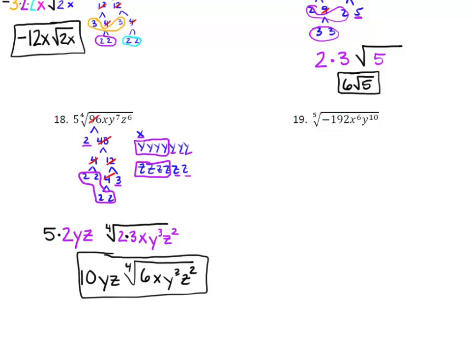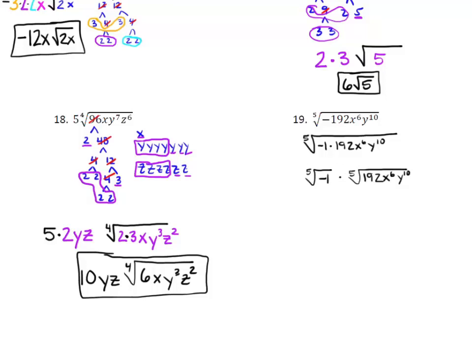Okay, 19. Once again, we have a negative inside. So I'm going to break this up to say the fifth root of negative 1 times 192 x to the sixth, y to the tenth. And then I can rewrite that as the fifth root of negative 1 times the fifth root of 192 x to the 6th, y to the 10th, okay? So I did that for a reason, because I want to deal with this negative separately. So in fact, we'll deal with it right now.